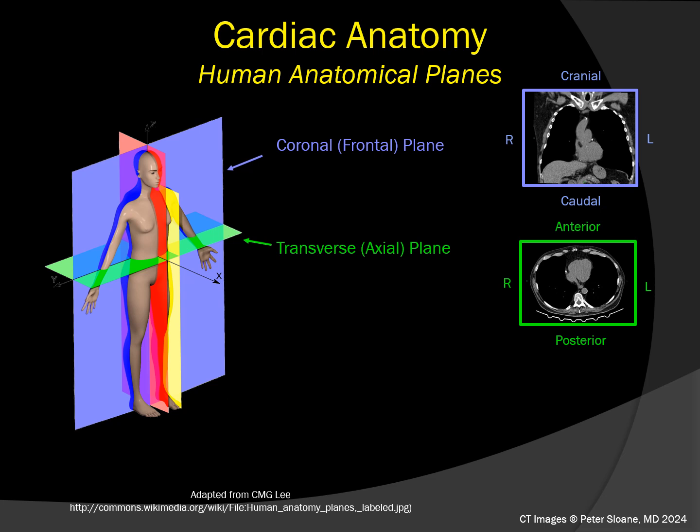This preserves the mirror image effect with the patient's right on the left and the patient's left on the right. Imagine that you were looking up from the patient's feet with the patient supine on the table. The patient's front, which is termed anterior, is at the top of the image, and the patient's back, which is termed posterior, is at the bottom.